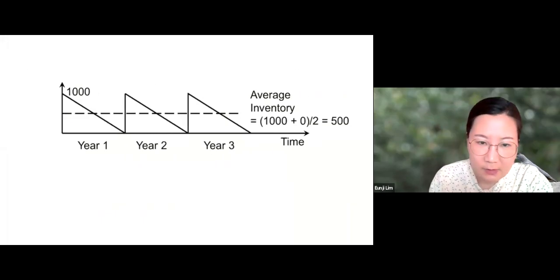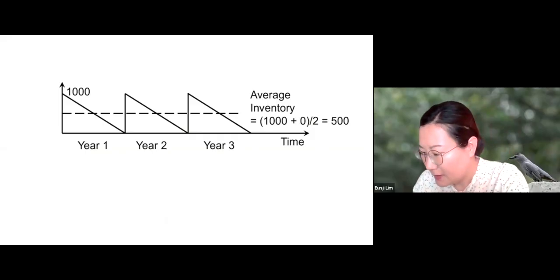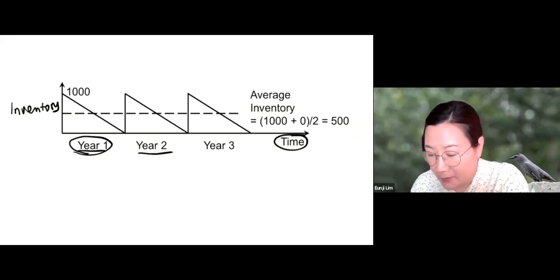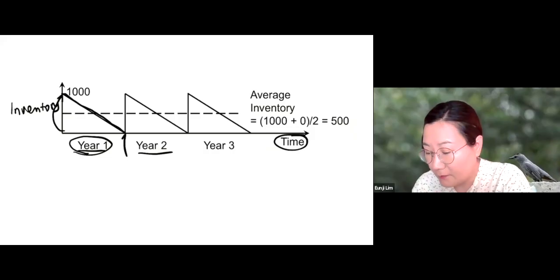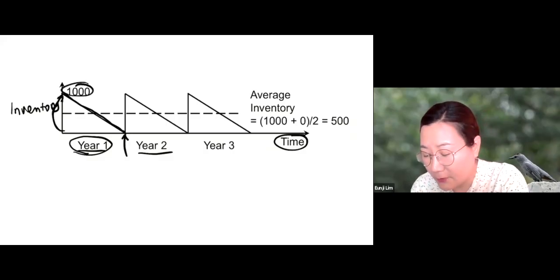So let's look at this graph. Let's see how the inventory level changes over time. The x-axis is the time, the y-axis is the inventory level. This is year 1, this is year 2. Let's just focus on year 1. At the beginning of year 1, you order 1,000 pounds. And then throughout the year, you sell this inventory. At the end of the year, you run out. And this is repeated over and over again, right? So at the beginning of the year, you have 1,000 pounds. At the end of the year, you have 0 pounds.